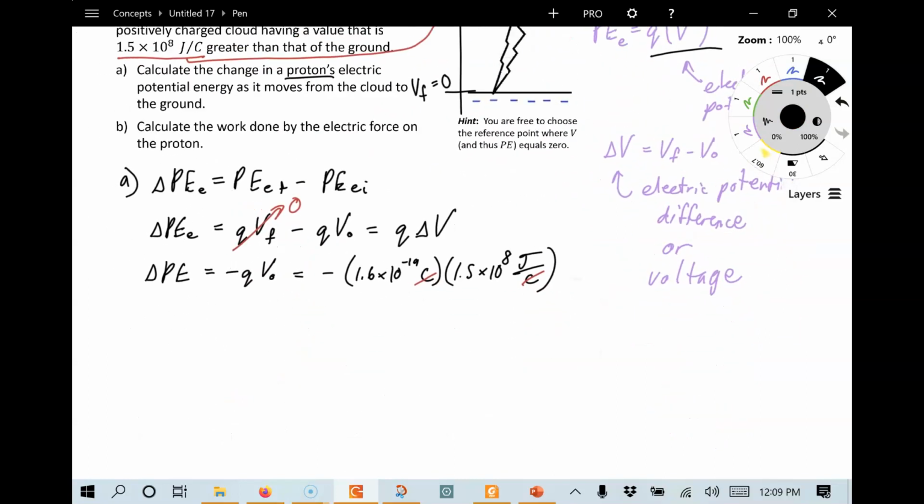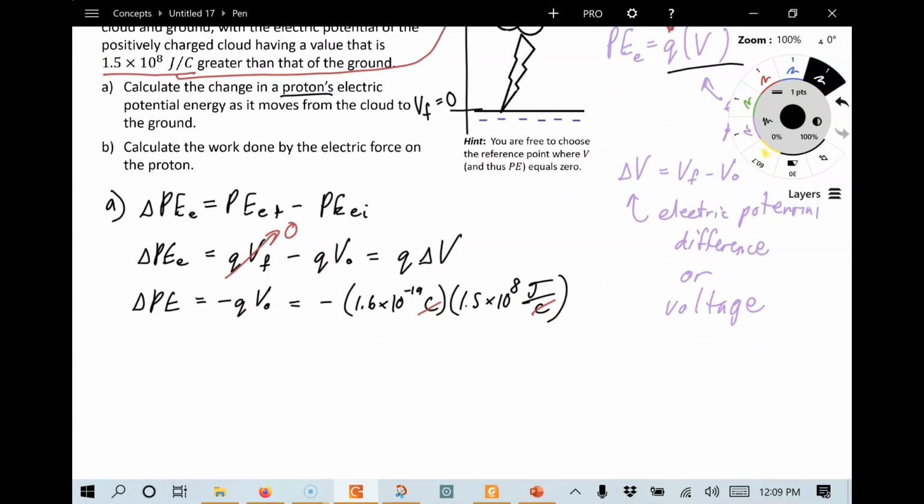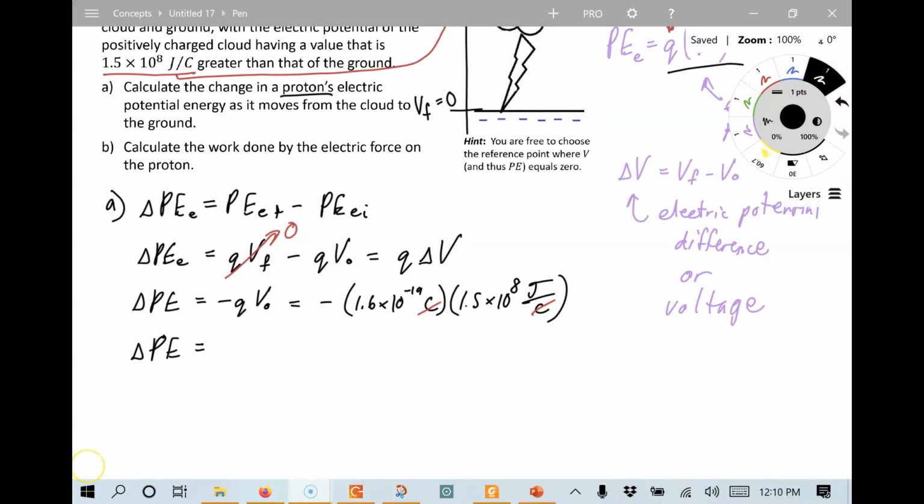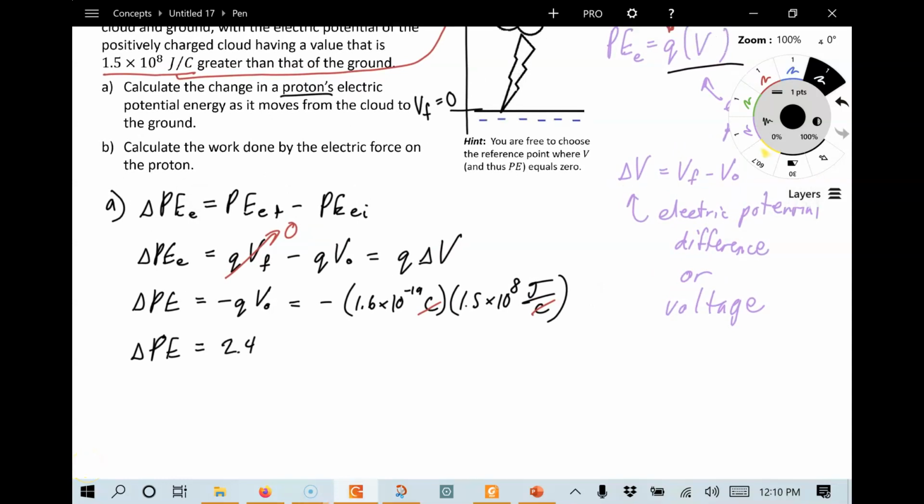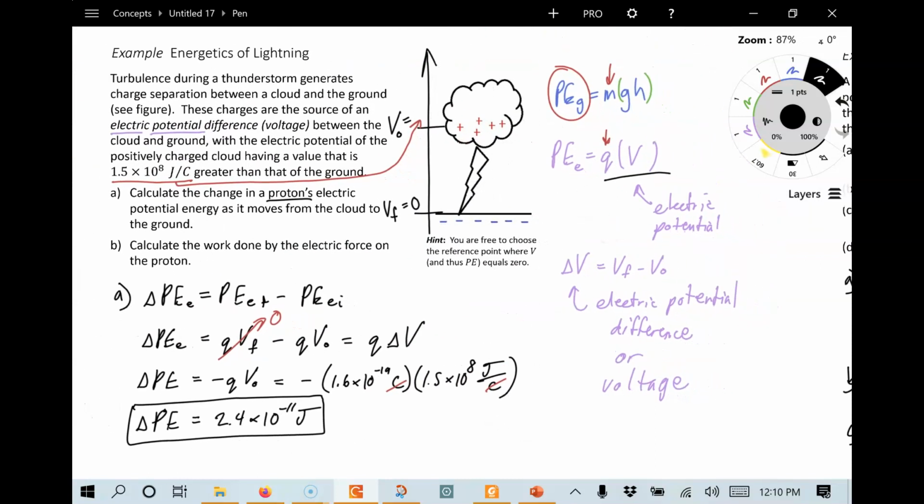And so the change in electric potential energy here then comes out to be, when we plug this into the calculator, 2.4 times 10 to the minus 11th joules. Now it's a small number because protons are very tiny. And there's also other units we can use. Electron volts is another unit of energy that is a smaller unit. Sometimes we use that for tiny things like electrons and protons.